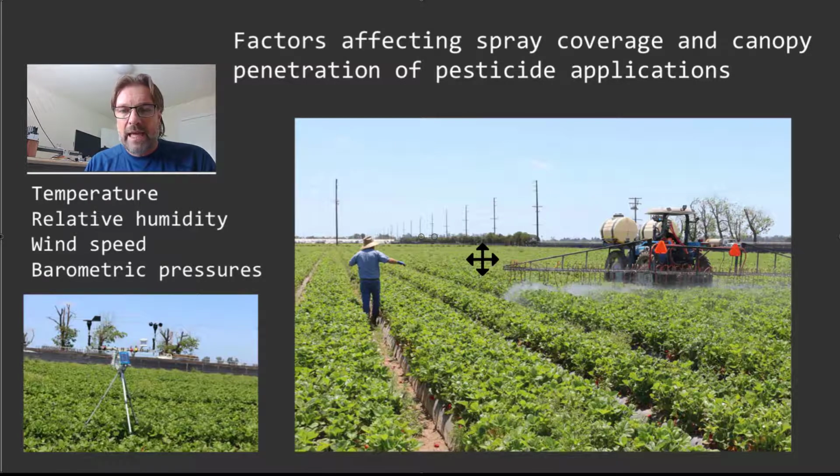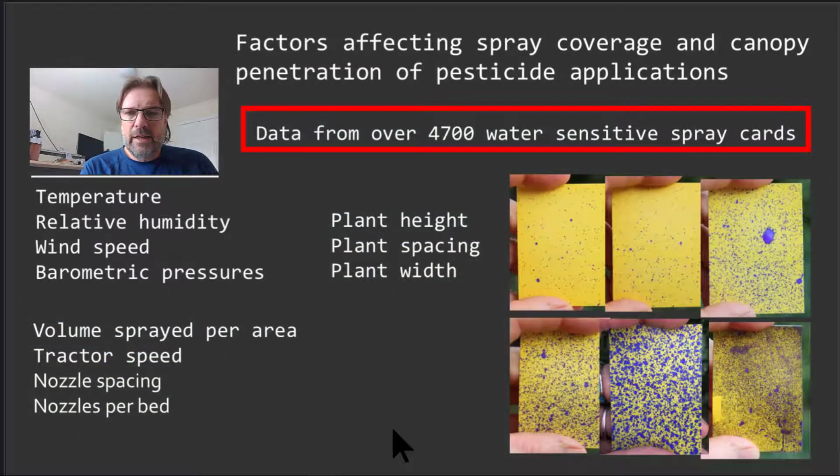Water sensitive spray cards had been placed out in these fields, and we then tested different nozzles and drove the spray rig at different speeds, and therefore got lots and lots of data. In total, we collected data from over 4,700 water sensitive spray cards. For each of those time points that the cards were sprayed, we had weather data. We knew the volume of water that was sprayed with that nozzle. We knew the tractor speed. We knew the spacing between the nozzles and how many nozzles there were across a bed, because beds in strawberry fields vary in California. And then we also knew the plant height, the spacing, and the width of the plant. That had to do with the texture and the density of the canopy that we were spraying.